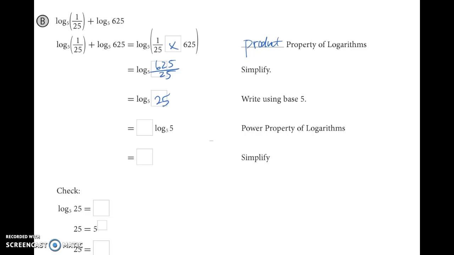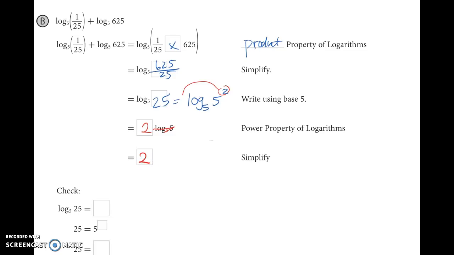So now I have log base 5 of 25, and we want to write it using the same base that we have here. Since we have base 5, how can we rewrite 25 as 5 to some power? So that's log base 5, and then 25 is 5 squared. What do I do with that exponent using my power property of logarithms? I'm going to move it to the front. Now remember, log base 5 of 5, those cancel each other out, and I get 2.